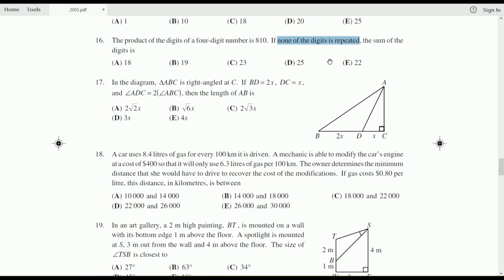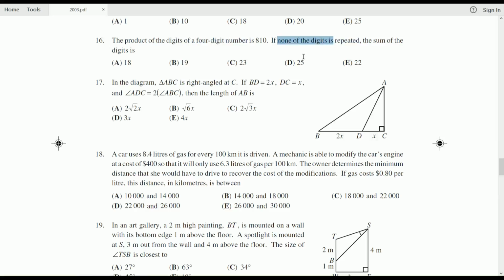So, it's not really about the 4-digit number here. We just have 4 single-digit numbers, so 4 numbers between 0 and 10. So it could be 1, 2, 3, 4, 5, 6, 7, 8, 9. We have 4 of them. They're all distinct. Their product is 810. Their sum is what?